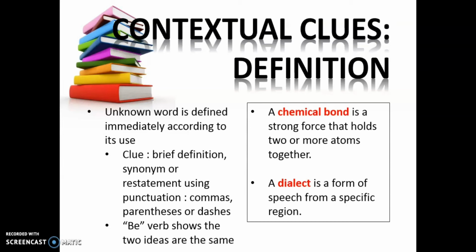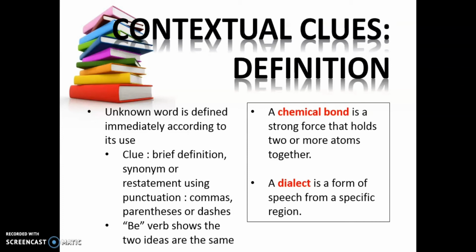For example, a chemical bond is a strong force that holds two or more atoms together. You don't know what's the meaning of chemical bond here, but you can guess it based on how the author portrays the sentence itself. A strong force that holds two or more atoms together. And spot the clue given by the author, utilizing is as your be verb.